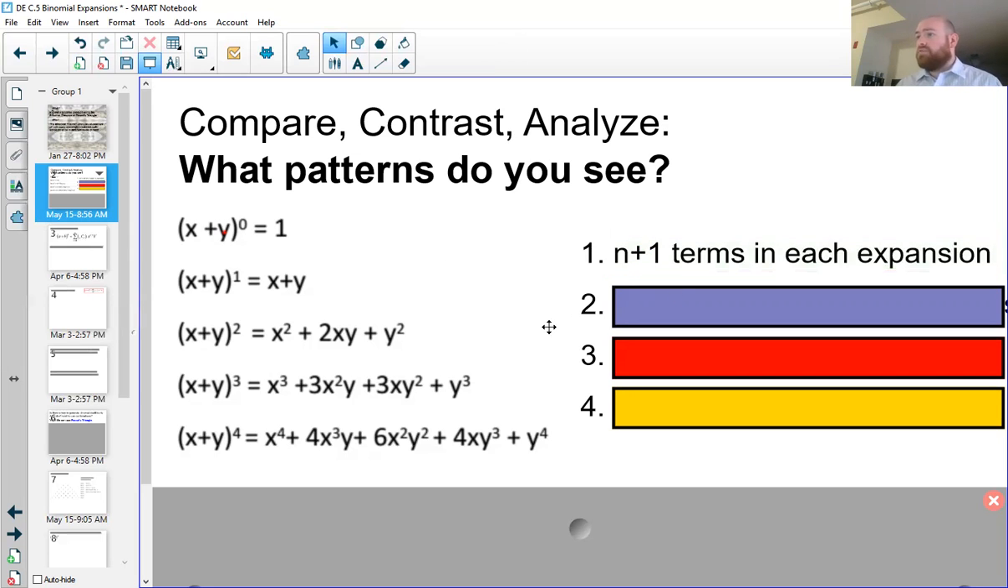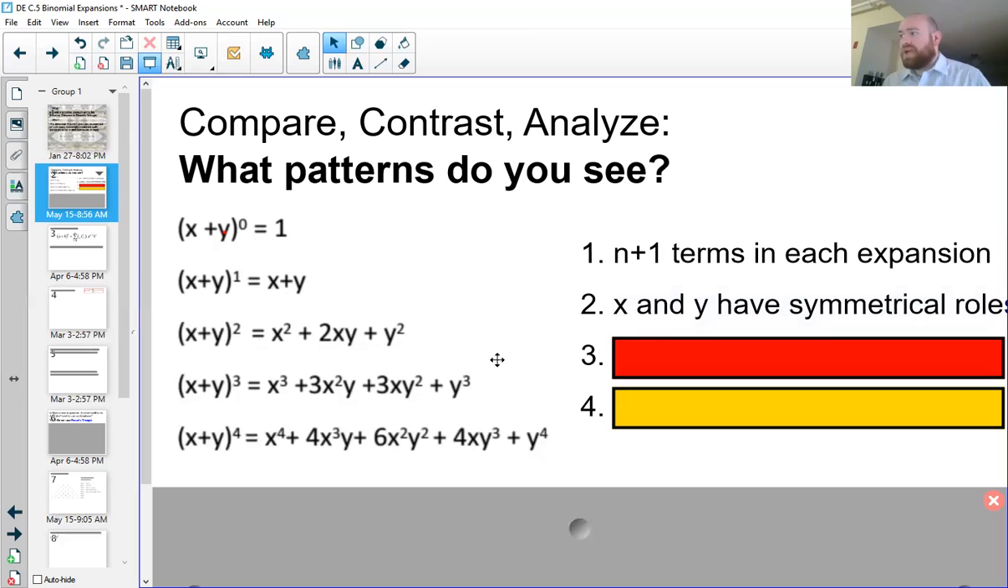First, if we look at the exponent and call it n, there's one more term in each expansion. So x plus y to the 0 power is just 1. X plus y to the first power has 2 terms. Squared has 3 terms, and so on.